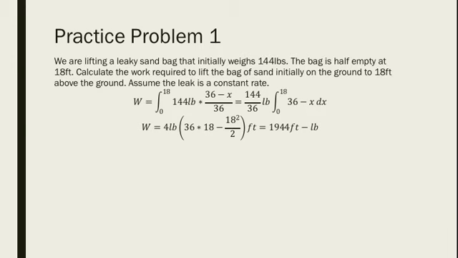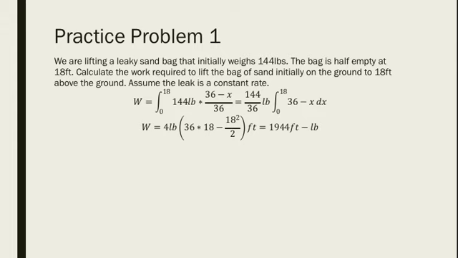To begin, we will calculate that the force must be the weight of the bag multiplied by however much is left in the bag. We know that at 0 feet in the air, it is 100% full, so it will be multiplied by 1. Because we know that at 18 feet in the air, the bag must be half empty, we know that when x is equal to 18, we want the entire equation to be multiplied by half. So a fraction that works like this is 36 minus x over 36.